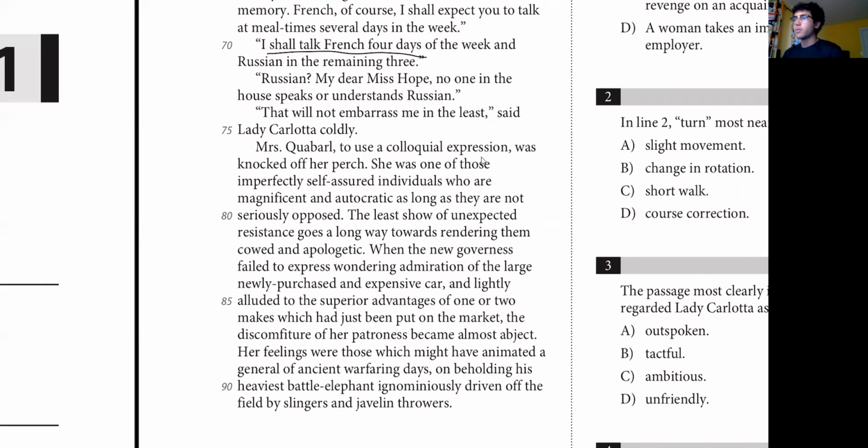So basically, when someone is knocked off her perch, she was kind of taken aback. When you have a bunch of superficial information, like when you think you know everything, and then someone exposes something that you may have overlooked, you're knocked off your perch, like, oh shoot, I didn't actually think about that. Mrs. Corbel is the exact same way. She can be all that until someone opposes her, until she is seriously opposed.